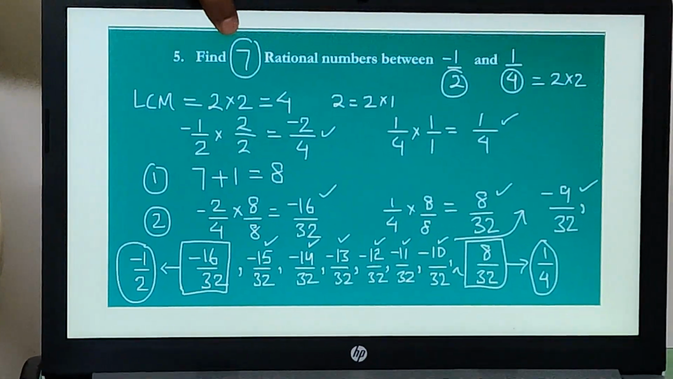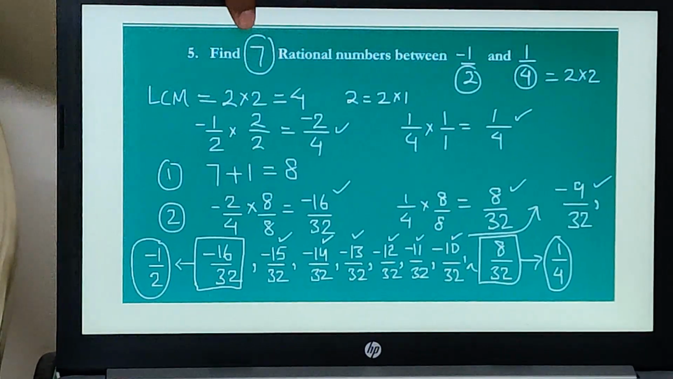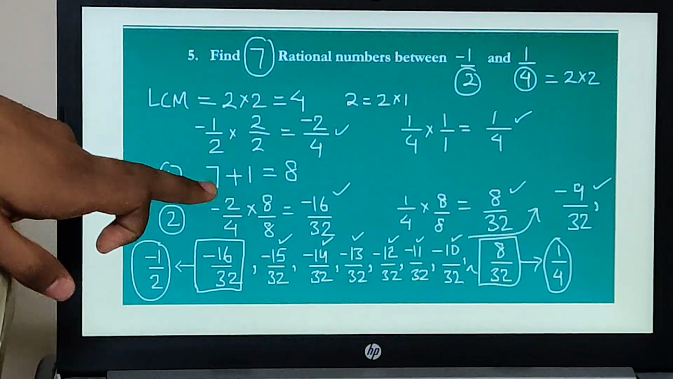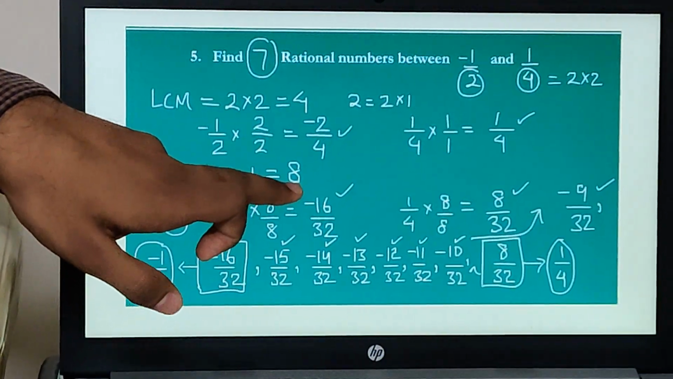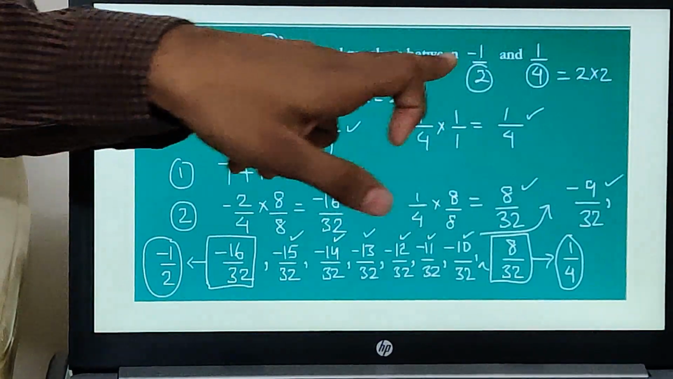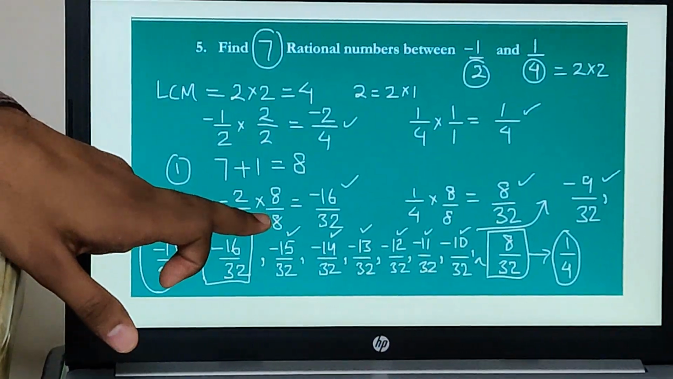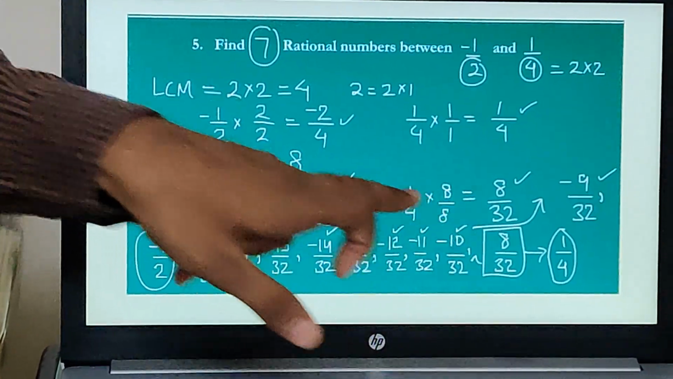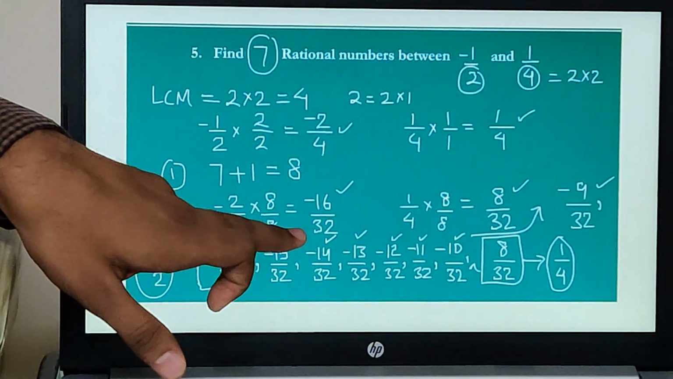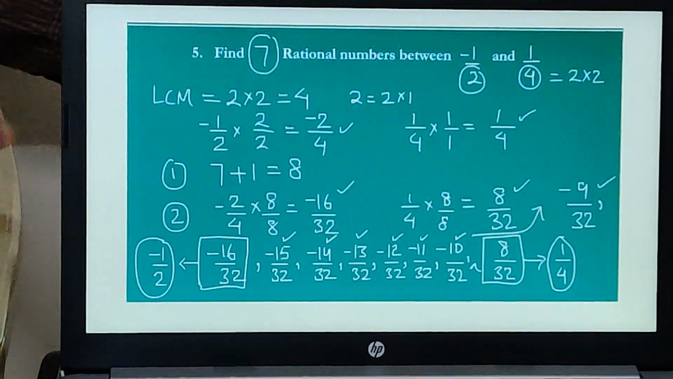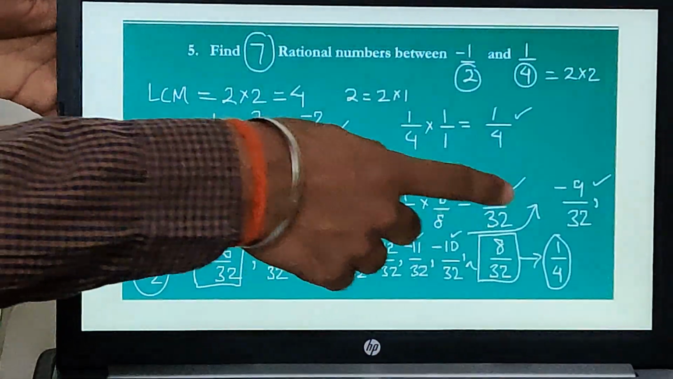Now how many numbers do we need to find? 7 numbers. So we need to add 1. We will add 1 to 7. So 7 plus 1 will make 8. So we will multiply both these numbers, -2 by 4 and 1 by 4, with 8. So 8 multiplied here and 8 multiplied here. So it will make -16 by 32 and here it will make 8 by 32. So the denominator is same. You can see 32.